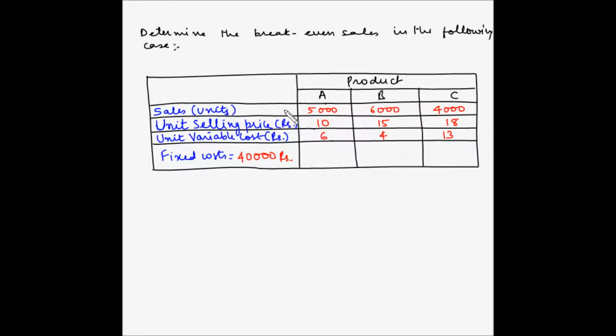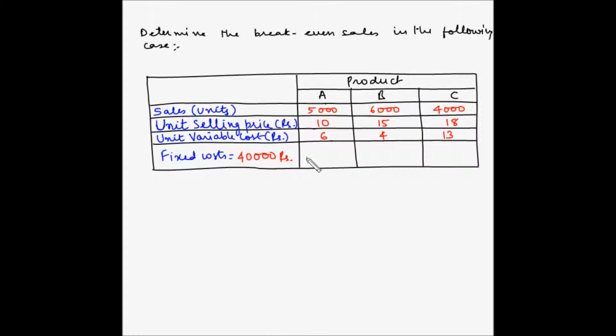Now we have been provided with some information. So we have been given sales in terms of units, which is 5,000, 6,000, and 4,000 respectively. We have been given the unit selling price in rupees, which is 10, 15, and 18. We also have the unit variable cost in terms of rupees, which is 6, 4, and 13. And we have also been given the fixed cost, which is 40,000 rupees.